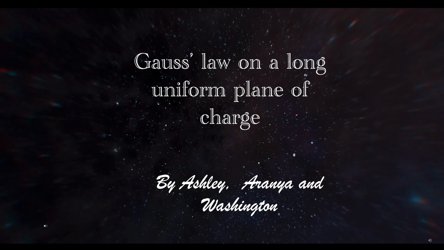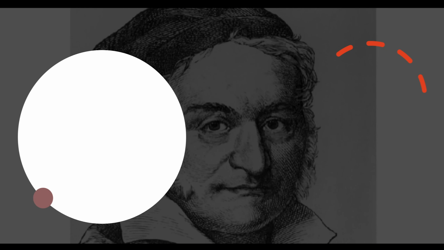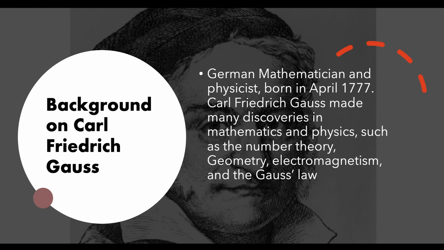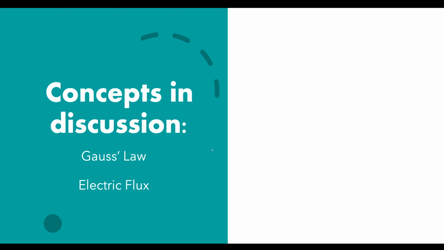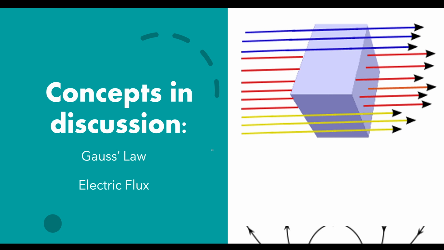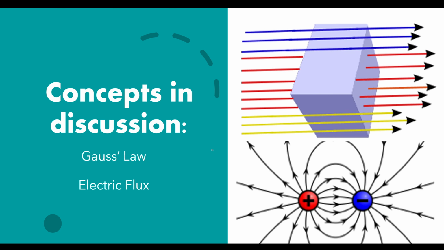So, who is Friedrich Gauss? A German mathematician and physicist, born in April 1777. Carl Friedrich Gauss made many discoveries in mathematics and physics, such as number theory, geometry, electromagnetism, and Gauss's law. Our points of discussion will be Gauss's law and its relationship to the electric flux.